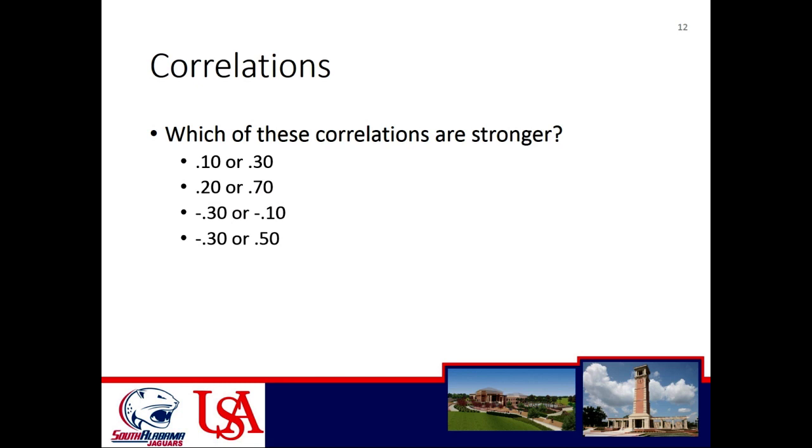The next one is negative 0.3 or 0.5. So in this example, 0.5 would be stronger because 0.5 is further away from 0 than negative 0.3. If we're to think about these, you could also think about it as taking the absolute value of those. The absolute value of negative 0.3 would be 0.3. The absolute value of 0.5 would be 0.5. So because the absolute value is stronger when you have 0.5, the answer is 0.5. That is the stronger correlation.